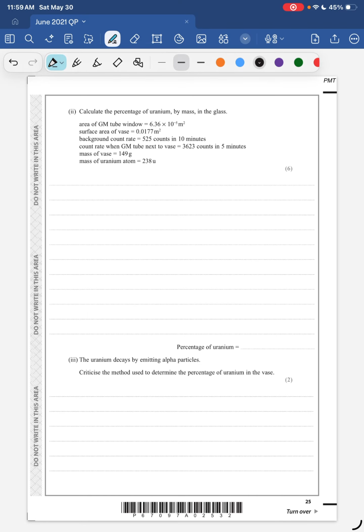So first of all, the background count is 525 counts in 10 minutes. So let's convert this to counts per second. So 525 over 10 times 60 for 60 seconds. This yields 0.88 counts per second.